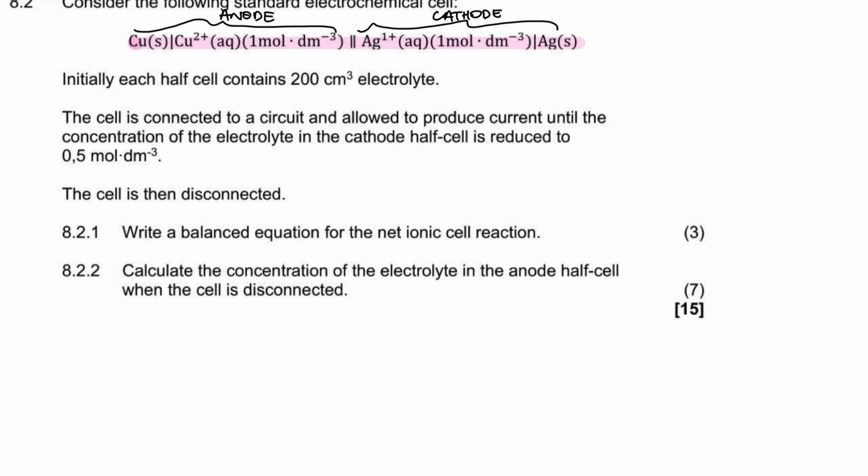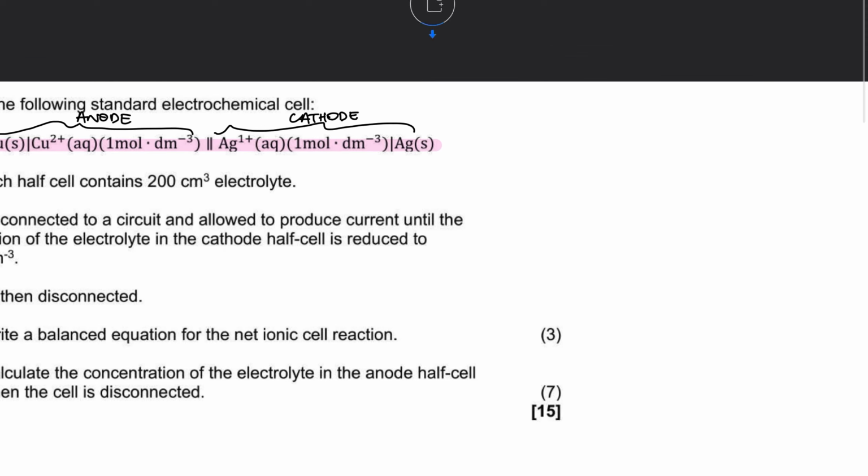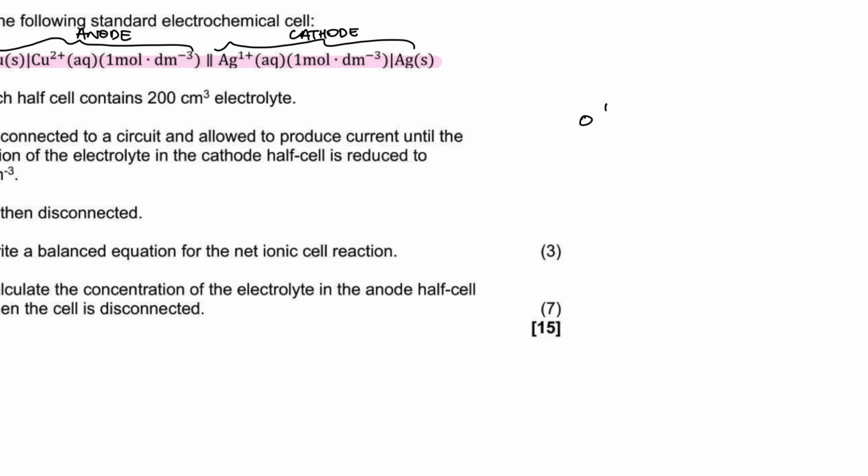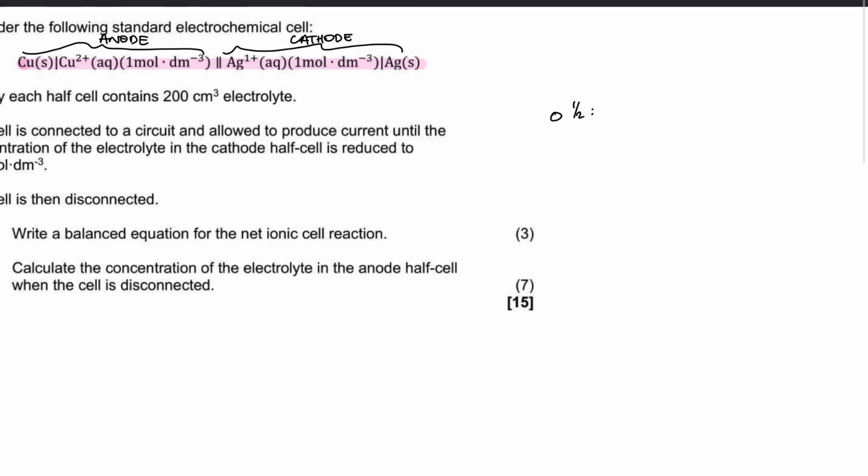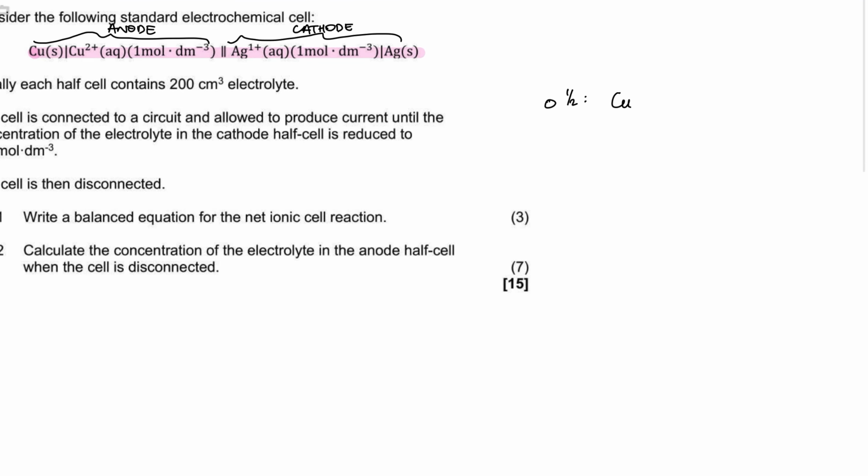Question 8.2.1, write a balanced equation for the net ionic cell reaction. So to do this, let's first write out the oxidation half reaction. Oxidation happens at the anode, so Cu is going to be oxidized to Cu2+ plus 2 electrons. At the cathode, we're going to have reduction. We're going to have Ag+, and it's going to react with 1 electron and be reduced to Ag.